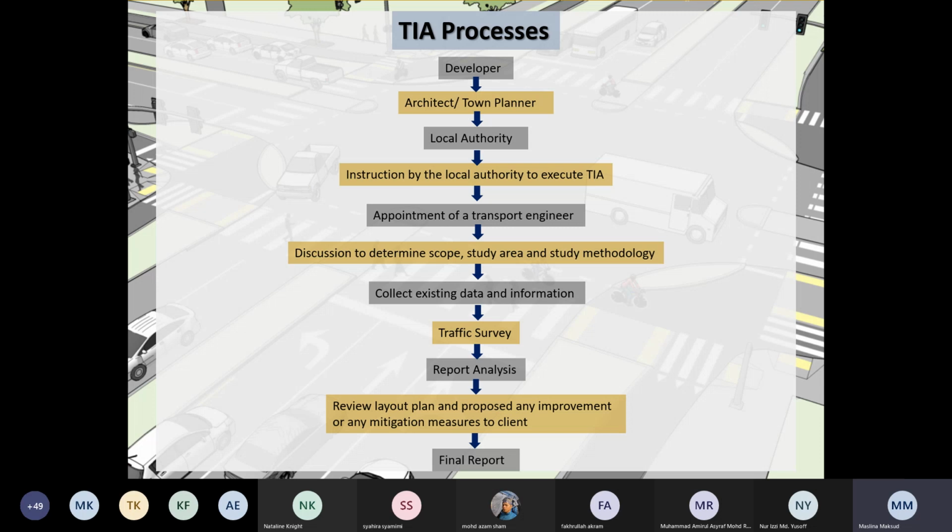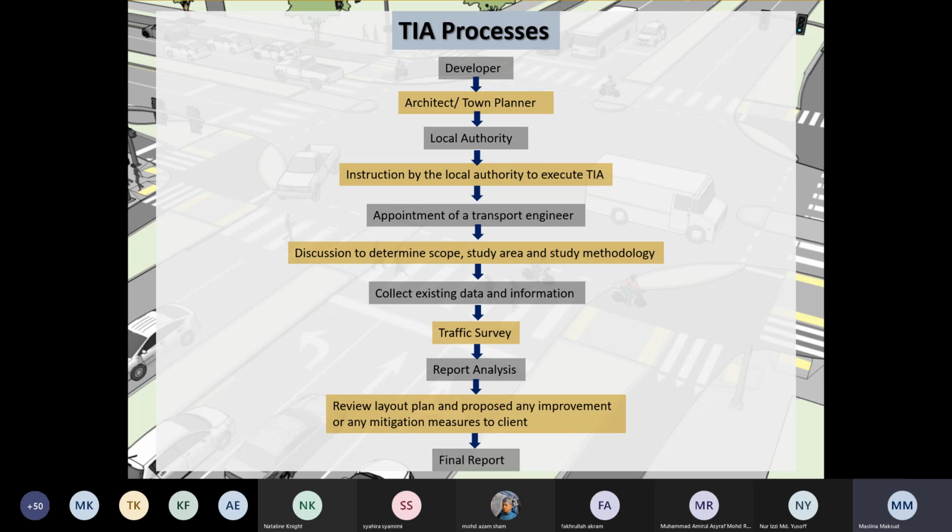And then from that, the traffic engineer will have the discussion with the developer, especially to determine the scope, the study area, and the study methodology for the proposed development. And then we will collect our existing data, information about the study area, and then we will understand about the study area, such as their traffic situation, the existing condition. And after that, we will start the traffic survey, traffic count.